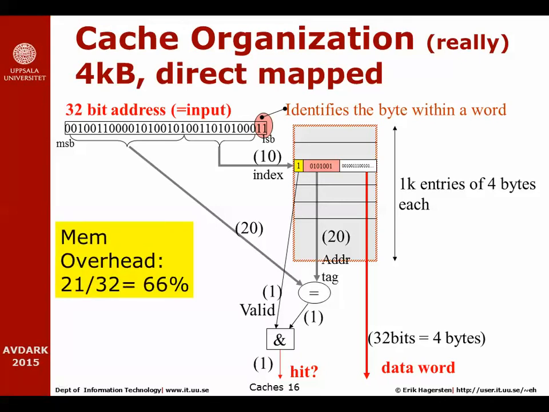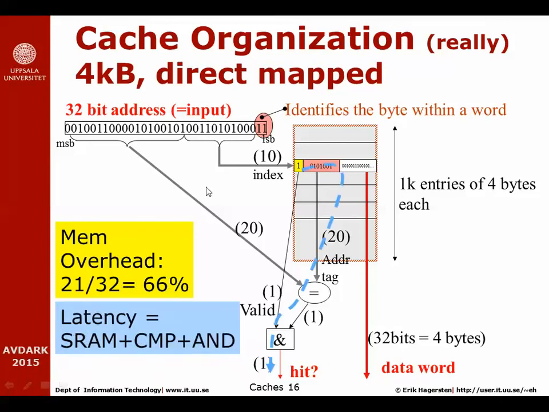So the memory overhead for this implementation: you look at how many useful bits you store in the cache compared with how many useless bits, or extra overhead bits, you store. We have 32 useful bits and we have 21 of these extra metadata bits stored here. So the memory overhead for implementing this cache is 66%. The latency for accessing this cache is the latency it takes to make an SRAM access to get all the data out, and the time it takes to do this comparison and to go through an AND gate in this example.